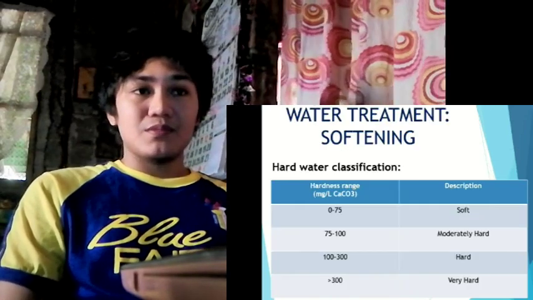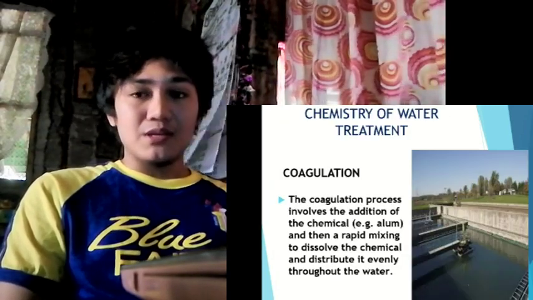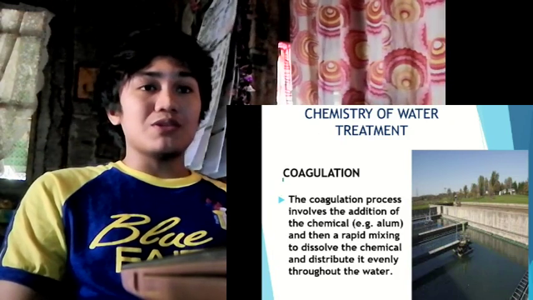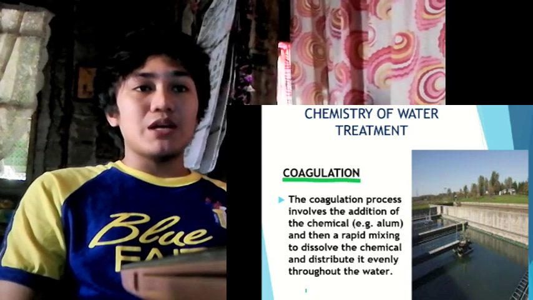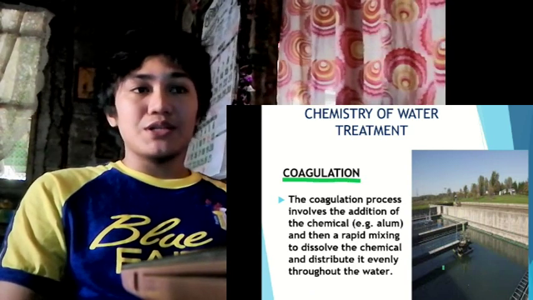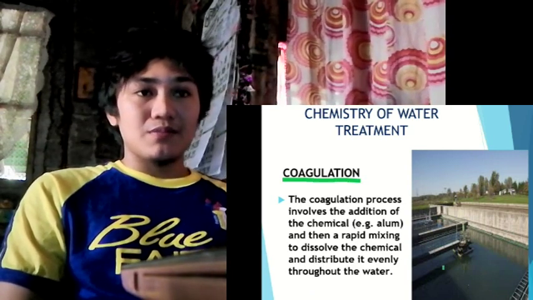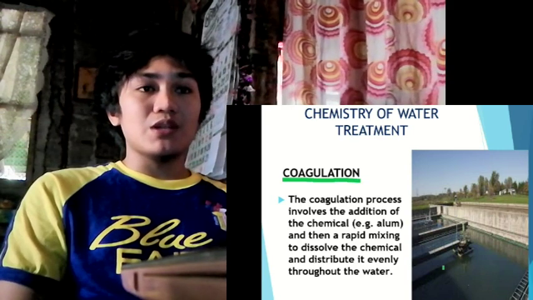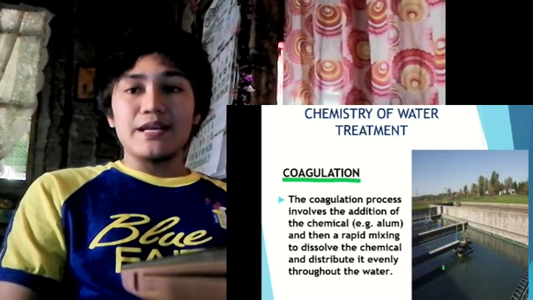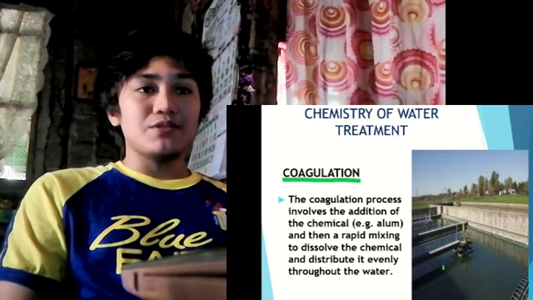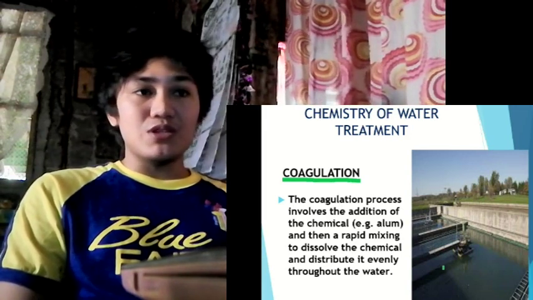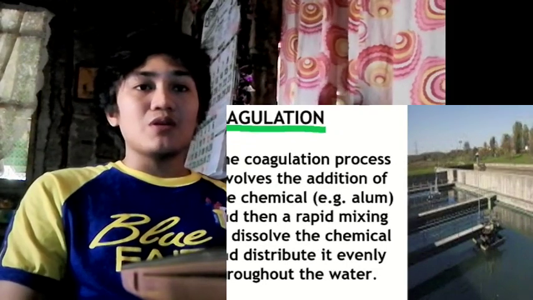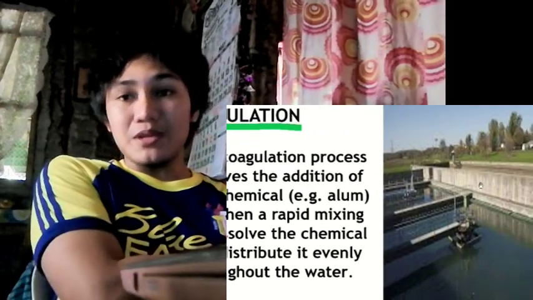So, coagulation. So, what is coagulation? Coagulation is a method to alter the colloids so that they will be able to approach and adhere to each other to form larger floc particles. The purpose of coagulation is to alter the colloids so that they can adhere to each other. During coagulation, a positive ion is added to water to reduce the surface charge to the point where the colloids are not repelled from each other.